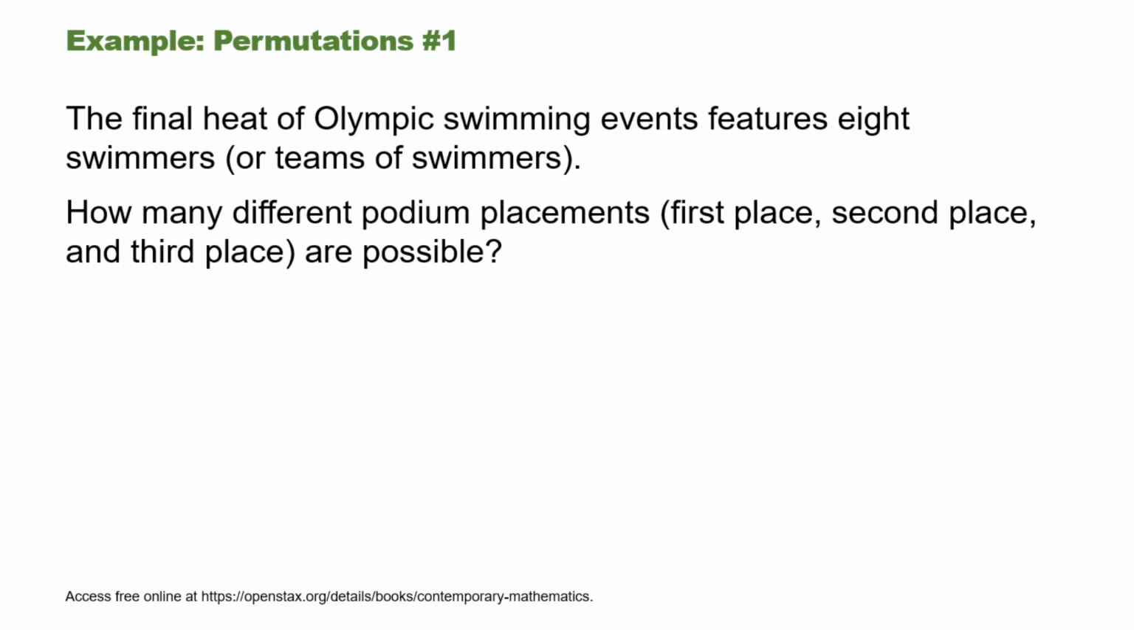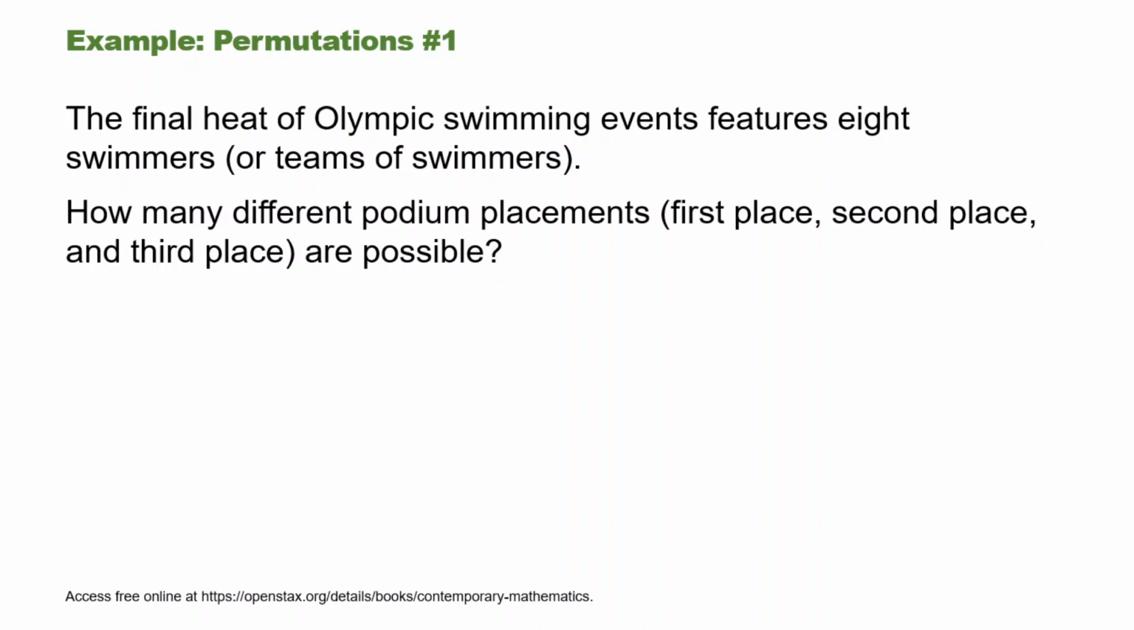Example, permutations number 1. The final heat of Olympic swimming events features 8 swimmers or teams of swimmers. How many different podium placements, that is, first place, second place, and third place, are possible? Now, this situation represents a permutation because there are a fixed number of teams, or swimmers in this case, that can be selected from, and there are a fixed number that are being chosen from that list. In this case, there are 8, and we are choosing 3 of them.